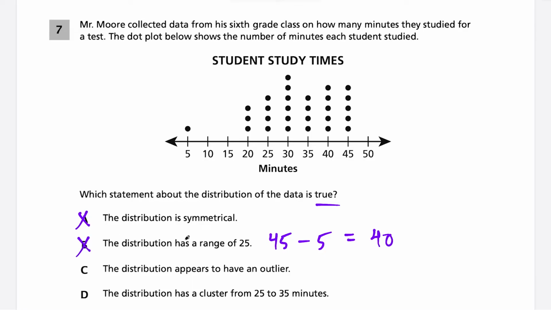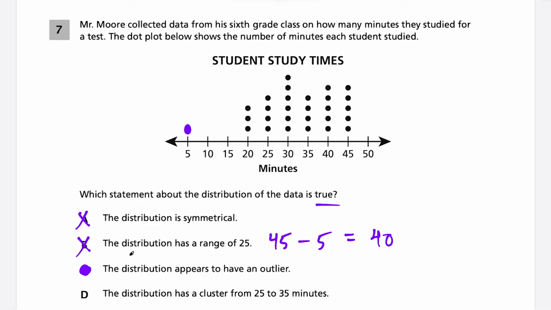Choice C, the distribution appears to have an outlier. This is the answer, and an outlier is a value that is far away from the general values here. So this 5 is definitely out of place because if you look at this central cluster here, we have values going from 20 to 45. So this value here is 15 to the left of the smallest value of this cluster. So this is kind of way out there. That's why we call this an outlier. It's on the outside and it's looking in at the cluster like this.